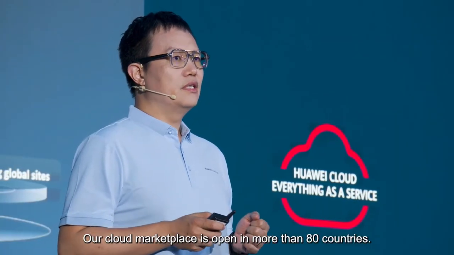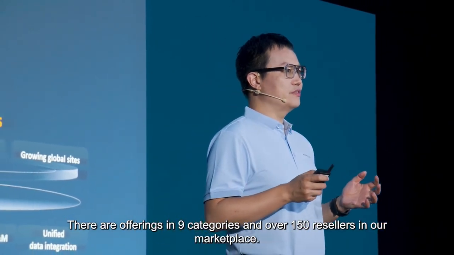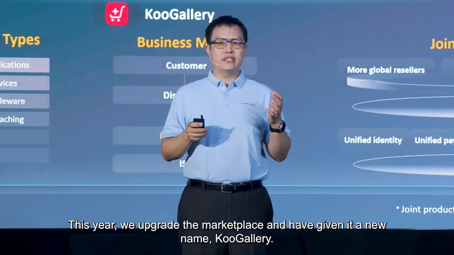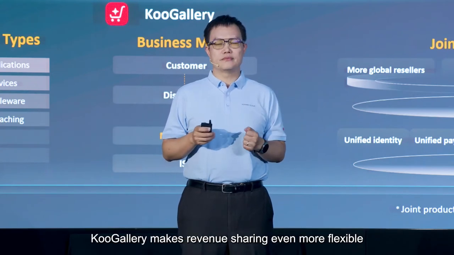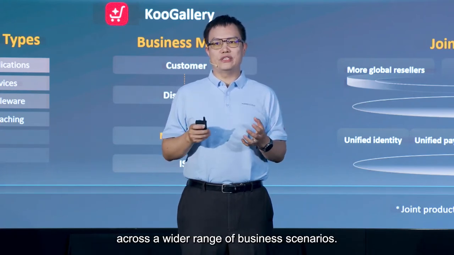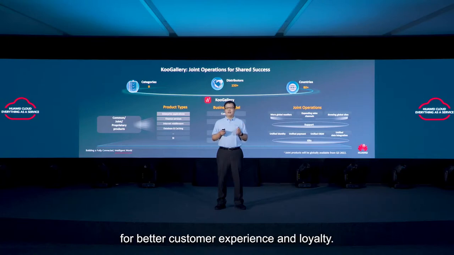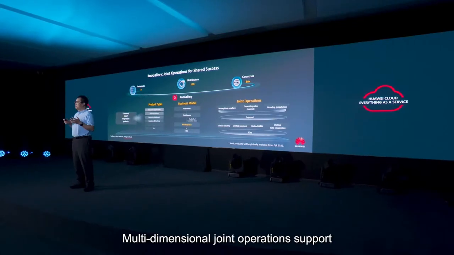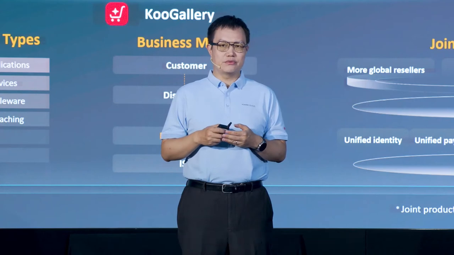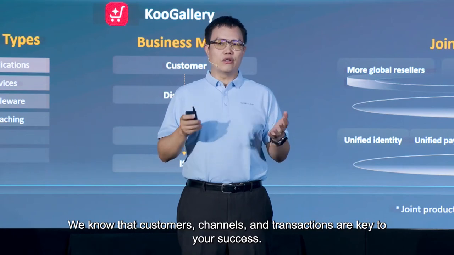Our cloud marketplace is now open in more than 80 countries. Over 150 partners are providing offerings in 9 categories. This year, we upgraded the marketplace and have given it a new name, Cool Gallery. Cool Gallery makes revenue sharing even more flexible and across a wider range of business scenarios. In joint operations, Cool Gallery provides you 4 keys for better customer experience and loyalty. Multiple dimensional joint operations support also will help you to expand your distribution channels. We know customers, channels, and transactions are the key to your success.